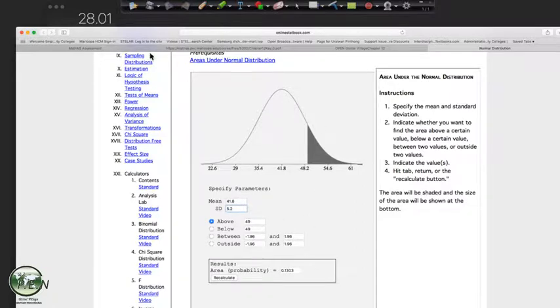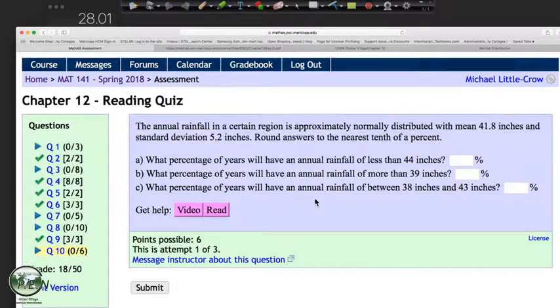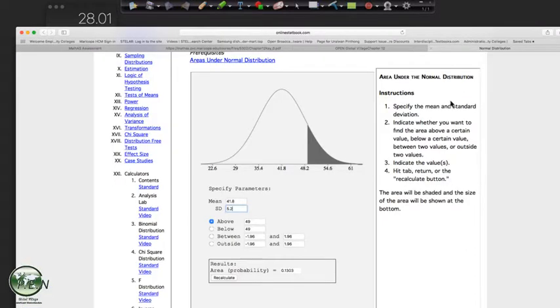And then I'm just going to jump to the last question because that was kind of complicated. What percent of years will have an annual rainfall between 38 and 43 inches? So I'd go for between. This is just really powerful. I wish I would have had this when I was learning stats.